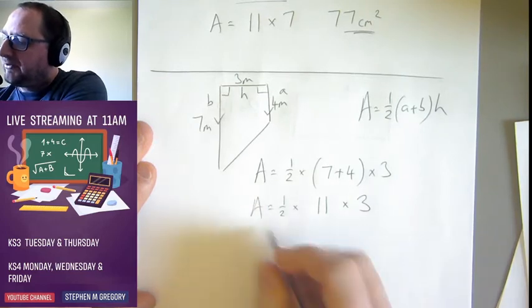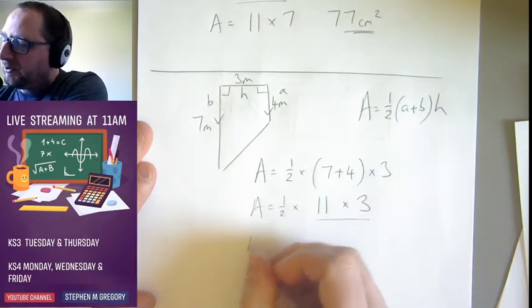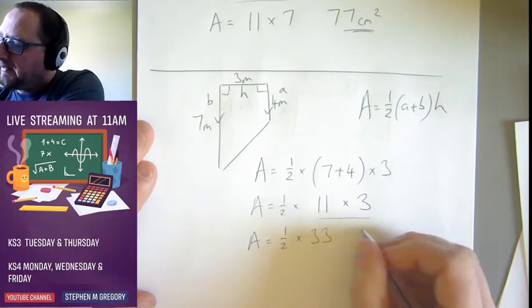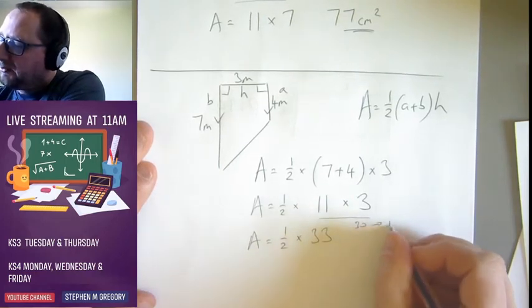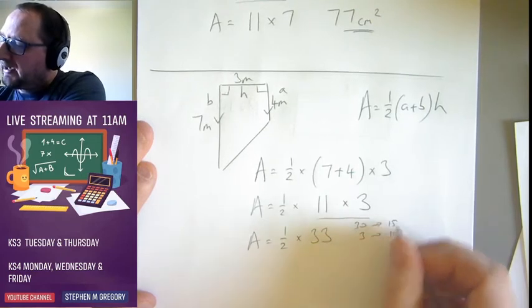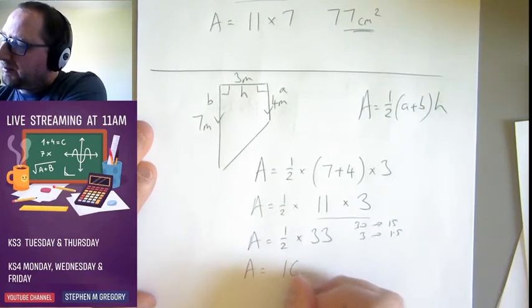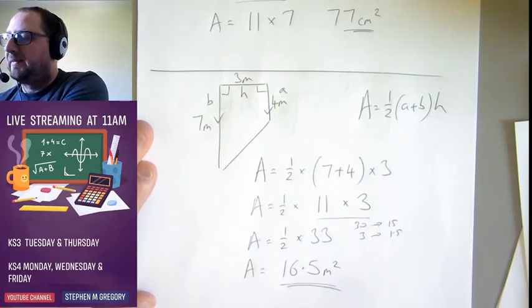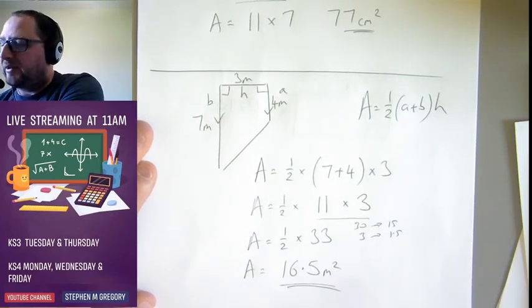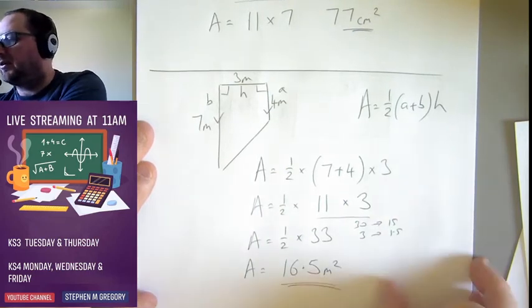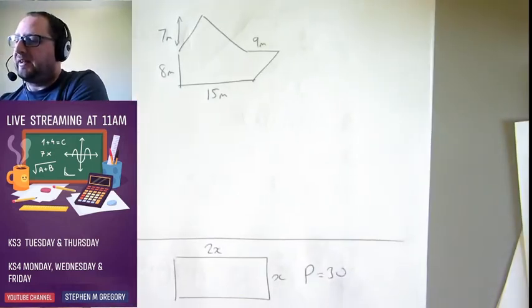And 11 times 3, so this time I'm doing this multiplication to give me a half of 33, and then a half of 30 would be 15, and a half of 3 would be 1.5, thus the answer would be 16.5 meters squared. If you're in year 7 or 8 and you've used a calculator on that question, that's not too much to worry about if you are watching this video back. Okay. Moving on to our next starter question.